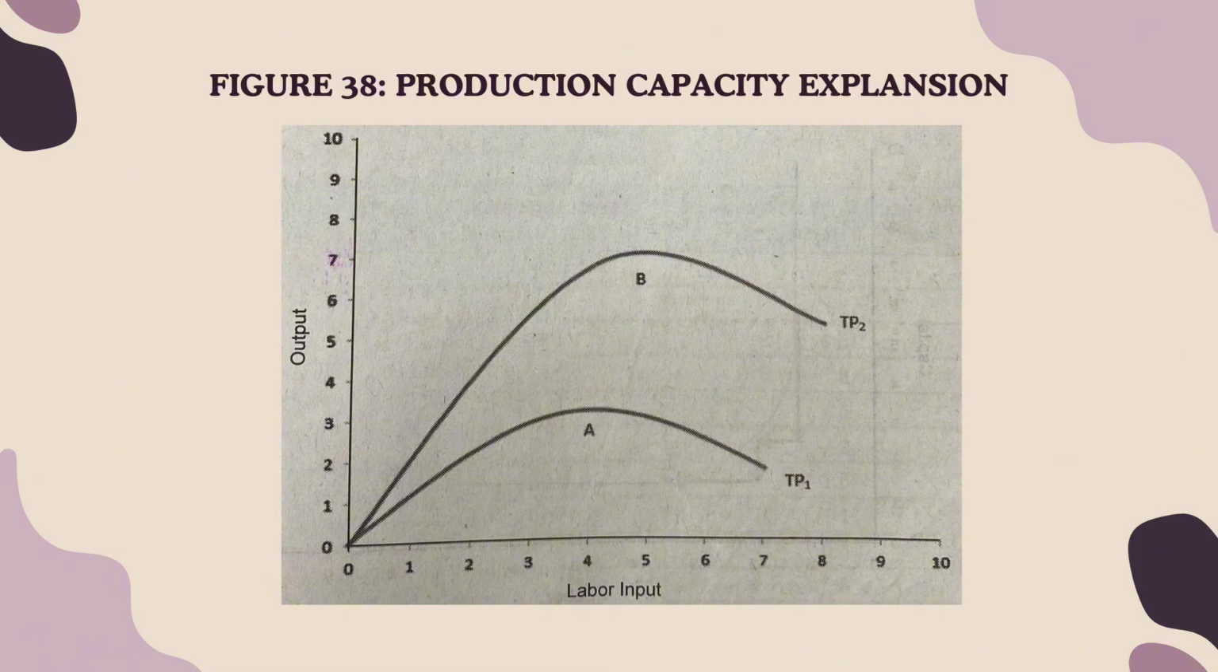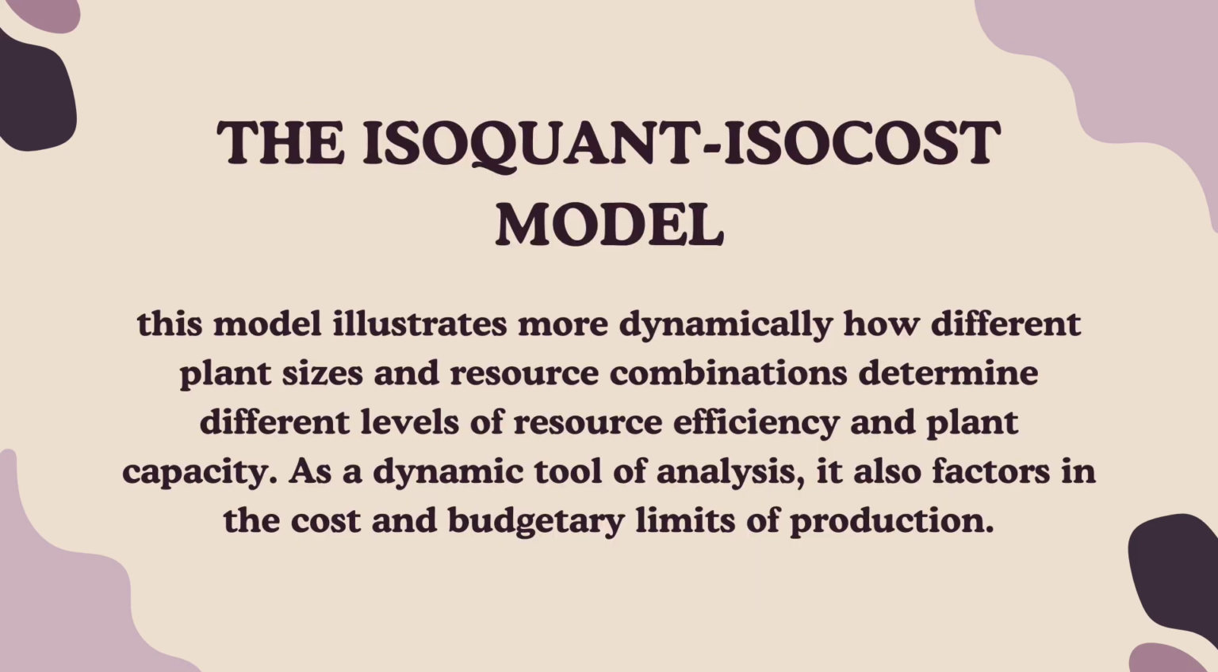So let's proceed to the isoquant-isocost model. This model illustrates more dynamically how different plant sizes and resource combinations determine different levels of resource efficiency and plant capacity. As a dynamic tool of analysis, it also factors in the cost and budgetary limit of production. So my team member will discuss the next slide.